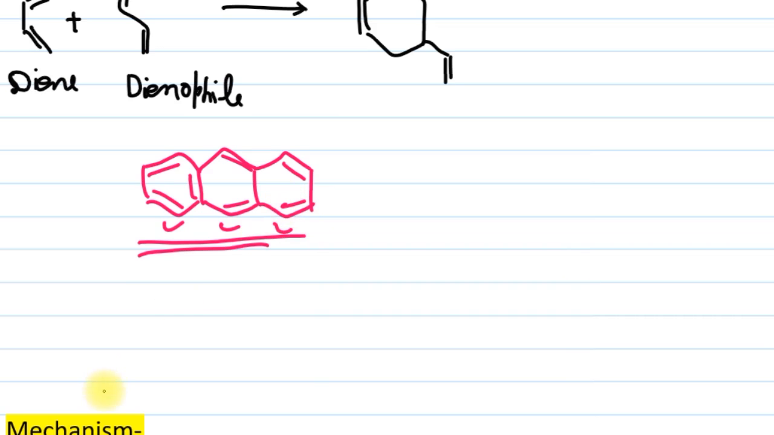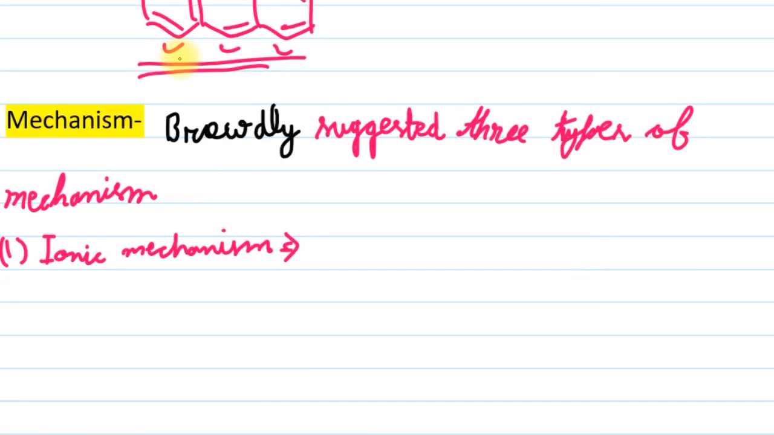And now we will discuss the mechanism of Diels-Alder reactions. Broadly, 3 types of mechanism have been suggested: first, the ionic mechanism, the free radical mechanism, and the concerted mechanism. Now we discuss first the mechanism suggested by Bradley, the ionic mechanism.